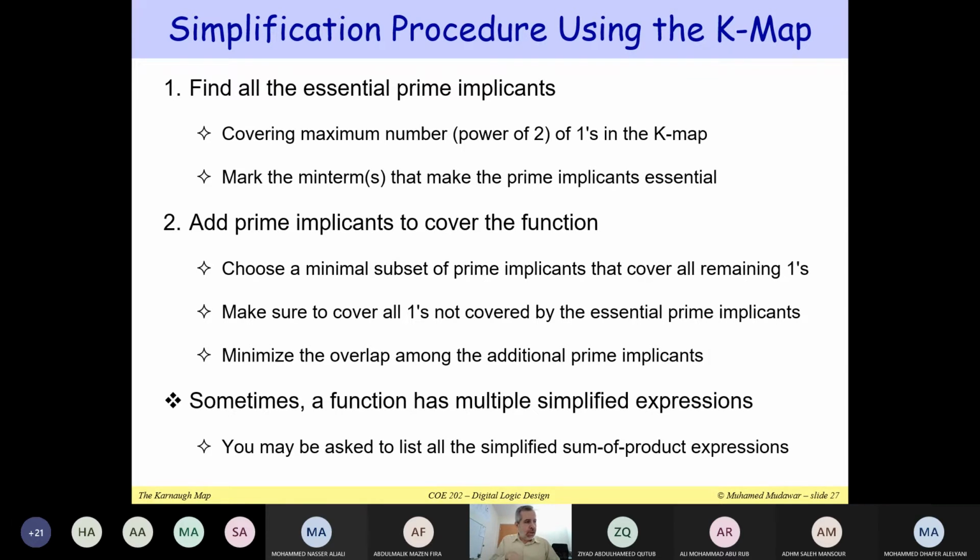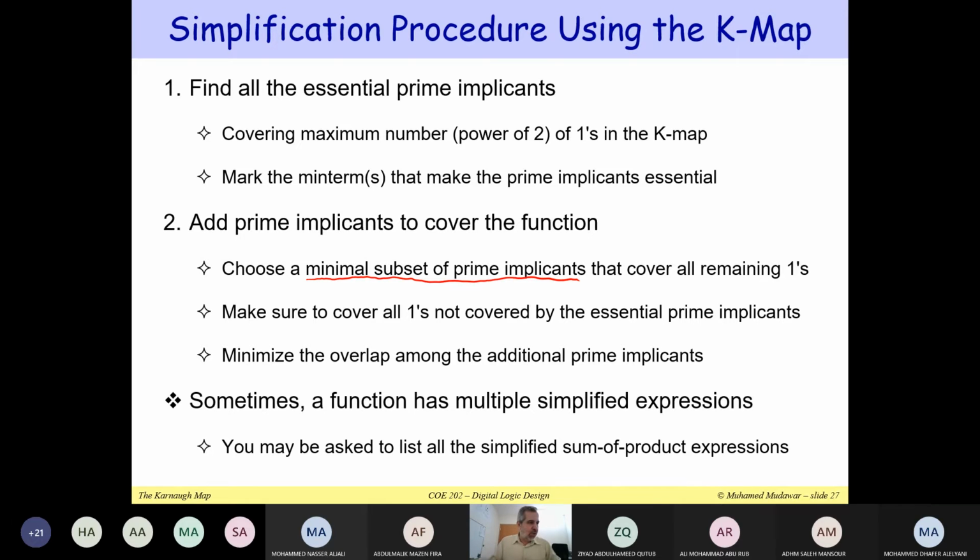So therefore, if the essential prime implicants do not cover all the minterms, you have to add additional prime implicants to cover the ones of the function. Here we choose a minimal subset. You don't choose all of them. A minimal subset of the prime implicants that cover all the remaining ones, all the remaining minterms. And we make sure to cover all the ones which are not covered by the essential prime implicants, because the essential prime implicants are going to cover some of these minterms.